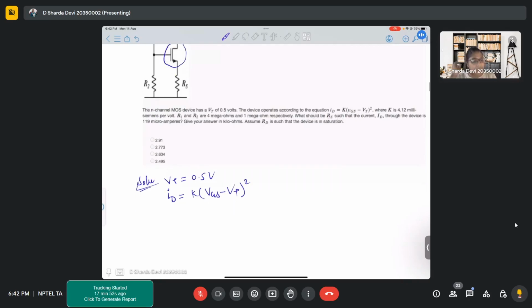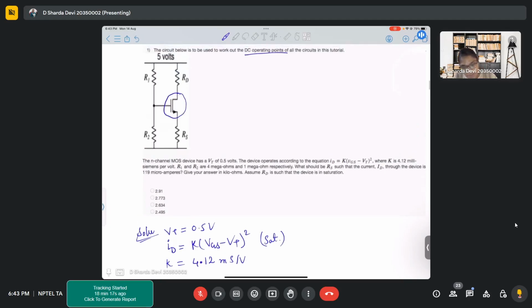So, what does this current equation tell us about the MOSFET? Looking at this equation, what is the behavior of the MOSFET? Saturation. Yes, it tells that the MOSFET is already in saturation.